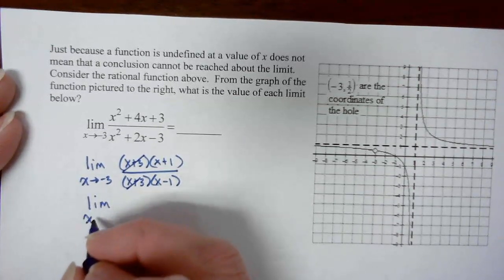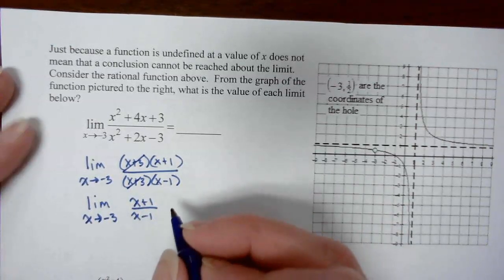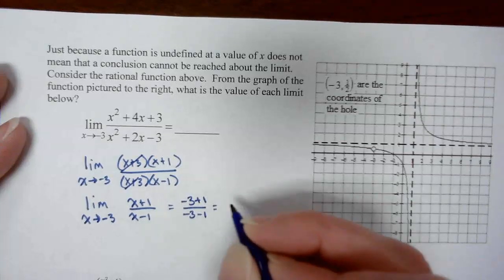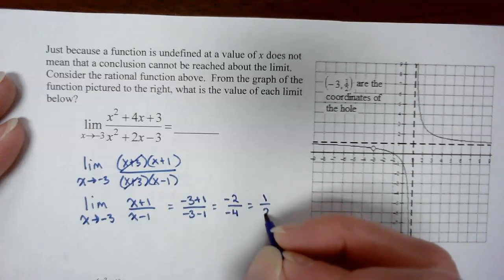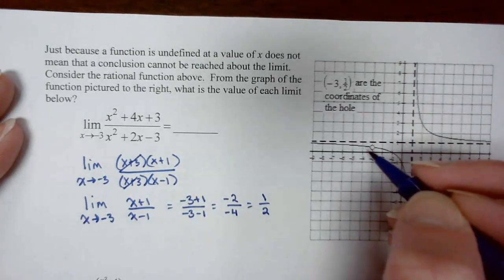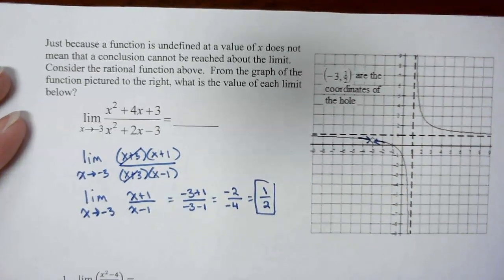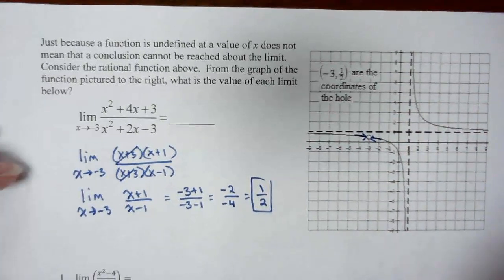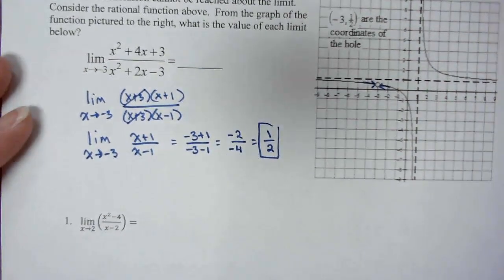So now I'm taking the limit as x approaches negative 3 of x plus 1 over x minus 1, and I'm going to plug in negative 3. So negative 3 plus 1 is negative 2. Negative 3 minus 1 is negative 4. I get 1/2, which is the y value of the hole. It's what the graph is approaching from the left and from the right. Now, if I had just looked at the graph, I could have guessed 1/2, but I wouldn't have known for sure. So by factoring and simplifying, I can actually find the limit.